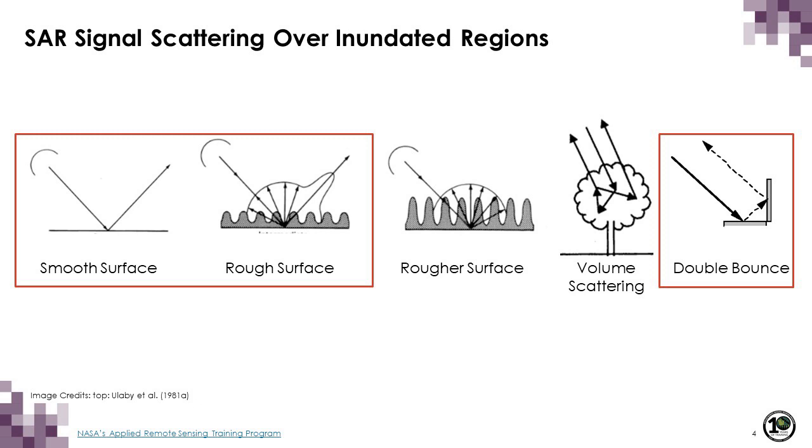The next type of scattering is rough scattering, which results when there is some level of roughness on the surface causing the signal to scatter in different directions, but mostly away from the satellite. An example of this type of scattering would be a water surface that has some level of roughness caused by either short floating vegetation, wind, or heavy rain. Such an area would appear dark, but not as dark as a water surface that is completely smooth. The rougher the surface, the larger the signal scattered back to the satellite, and the brighter that pixel will appear on the image.